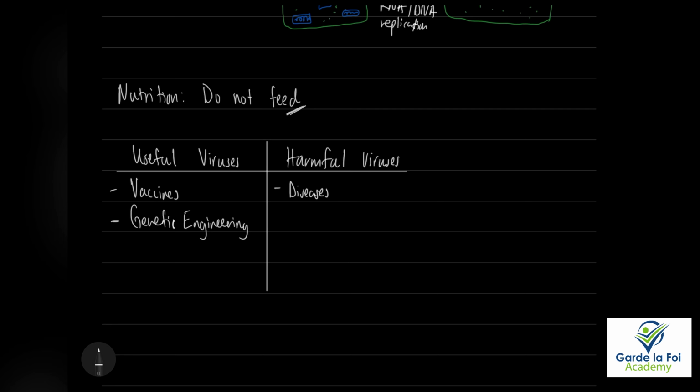And when you look into useful and harmful viruses, some are used in making vaccines and also in genetic engineering. And there are also harmful viruses that we know cause diseases like COVID-19.